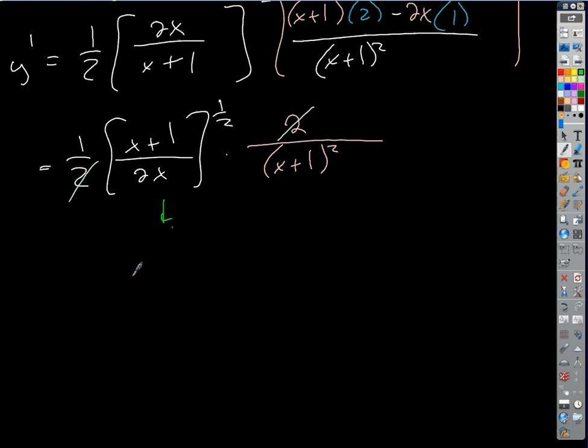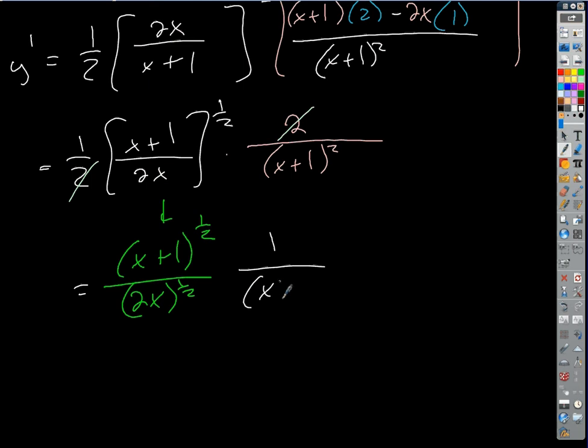So then you can bracket. x plus 1 to the 1/2 over 2x to the 1/2, right? Okay, that's helpful, because look what I've got here: 1 over x plus 1 squared. Right? So what's that give us? If I've got an x plus 1 to the 1/2 over an x plus 1 squared, right? I've got a 2x to the 1/2 on the bottom.